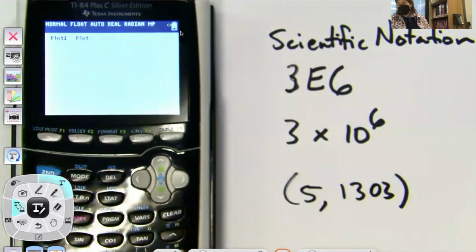Let's go back. I hit Y equals. Let's go back and look at that. I just want to see how nasty that's going to be. Okay, at 5, it's going to be really, really big. So let's suppose I want to go look at it.